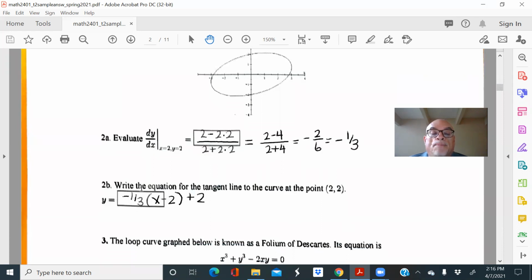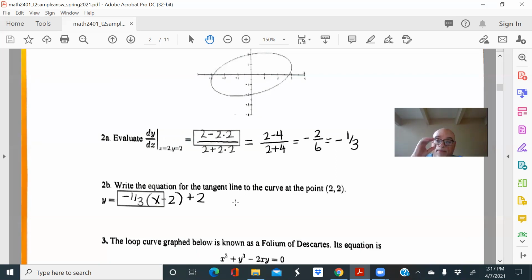It says in part B here, write the equation for the tangent line to the curve at this point here, (2, 2). Well, we know the slope of the tangent line is going to be minus 1/3. That's what we just calculated in the prior problem. And now we just use our point slope form to write down the equation for the tangent line. So you write y equals the slope times (x minus 2), because that's the x coordinate of the point, and then plus the y coordinate of the point that you're given, which is also 2. So there's the equation for the tangent line.